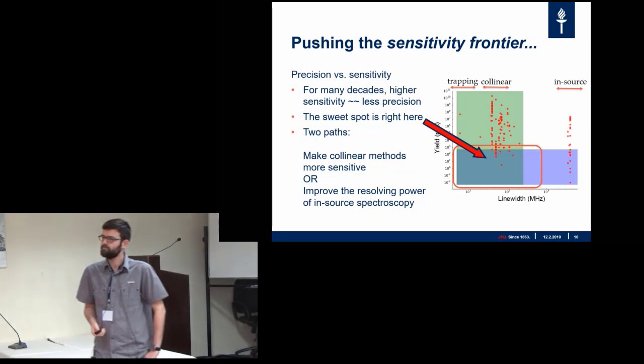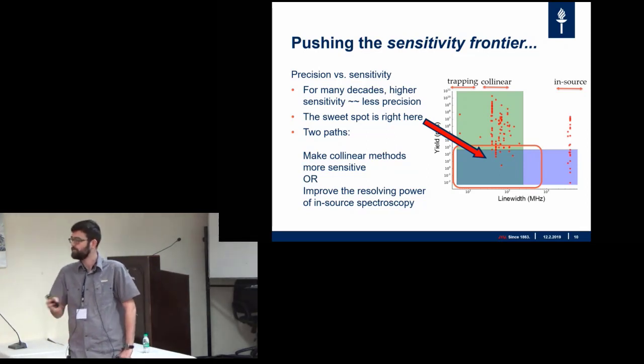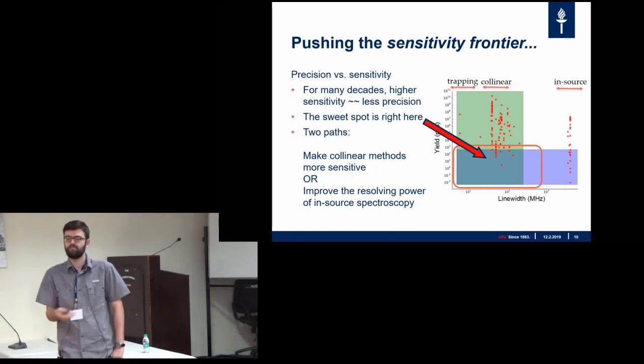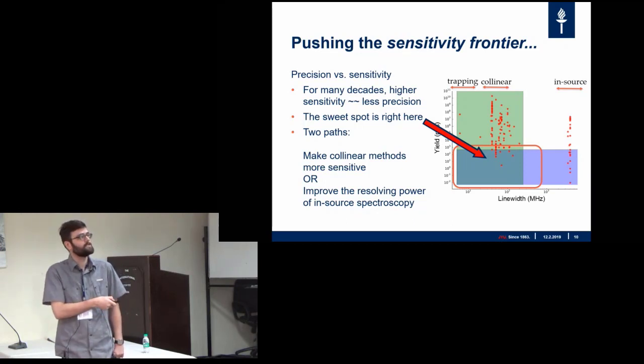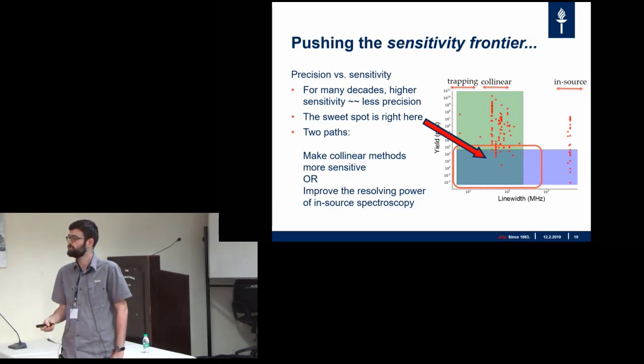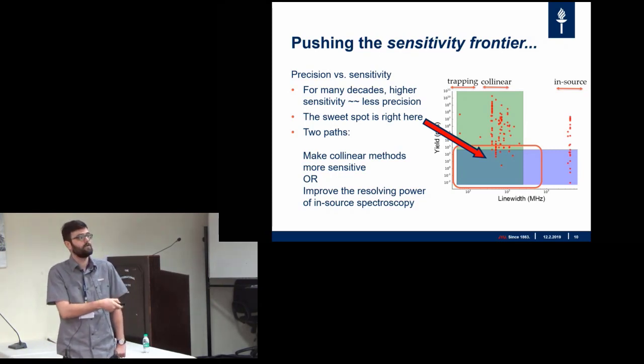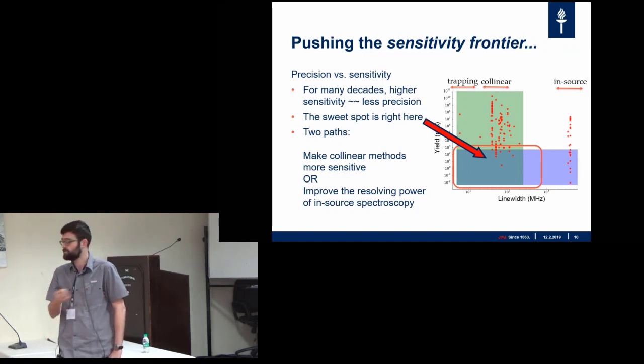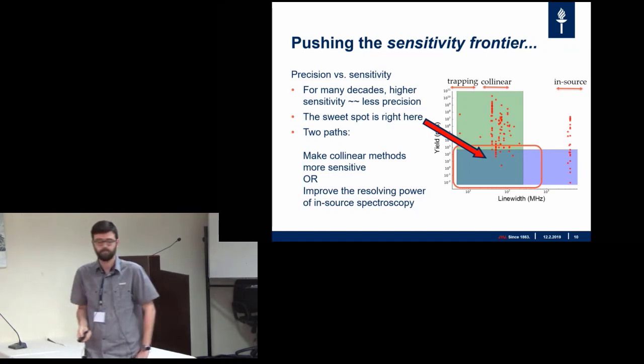So let me now really focus on the sensitivity aspect, and that will be what most of my talk is about. I show here an overview of measurements in the literature. On the x-axis, I show the line width of our measurements, the resolution, if you will, and the y-axis is the production yield of the isotopes. The dots are our measurements, and you can see there are two broad categories. There's low resolution, but down to very low yields, and there's higher resolution, but not quite as low in terms of yields. Again, this chart is not complete, but it shows an overview.